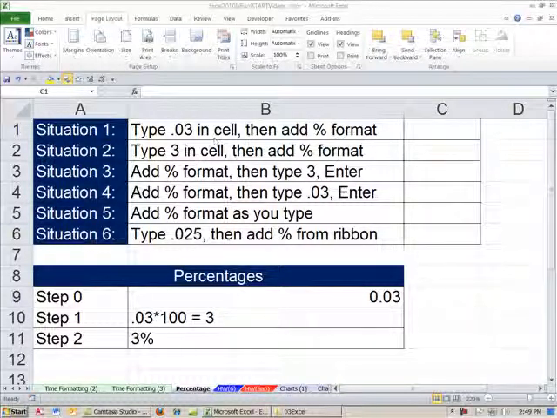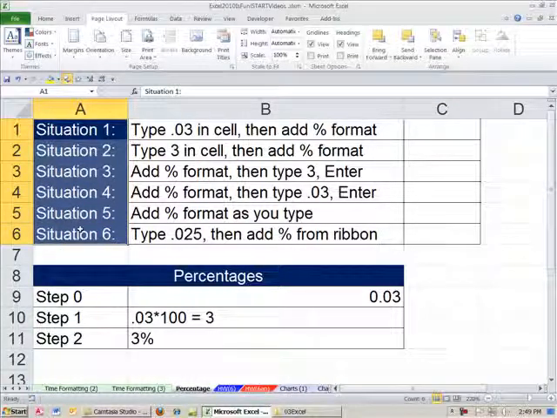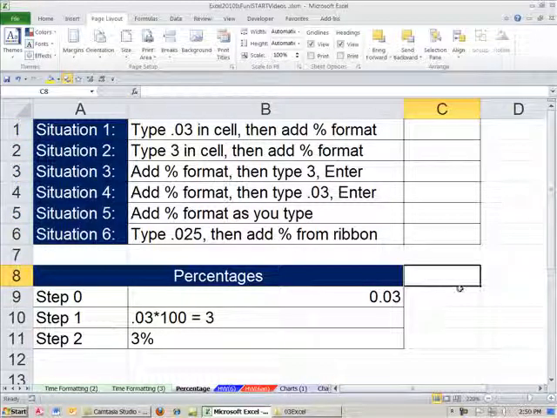Hey, we're still doing Excel. We're still talking about number formatting, and we want to talk about percentages, percentage number formatting. The reason why we have a whole video on this is because there's 6 different situations that people run into, and sometimes it gets a little bit tricky. Now, it'll be helpful if we remind ourselves what in the world a percentage is.